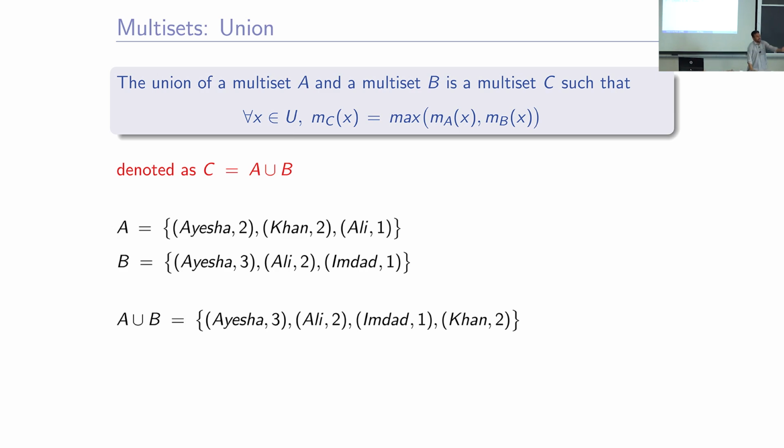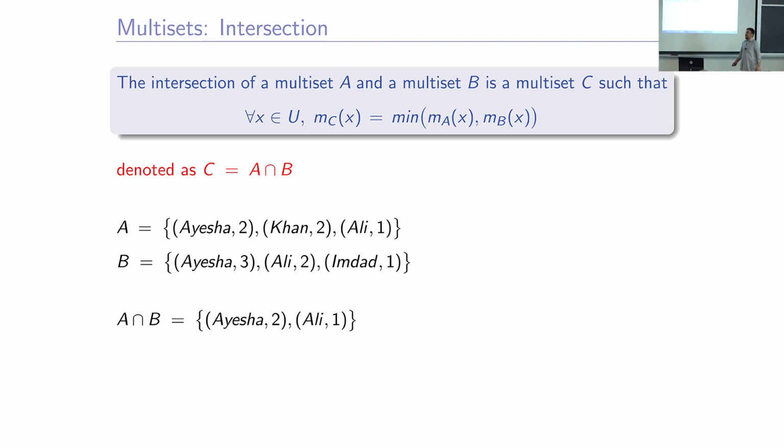If an element doesn't appear in either of them, then you don't write it. Zero multiplicity is not a thing, okay? It's not an element in the multiset. So what will be the union of this A and B? Aisha 3, Khan 2, Ali 2, Imdad 1, right? That's because I just took all the elements and added them. What is the support? 4 elements, and I took the max of the corresponding frequencies.